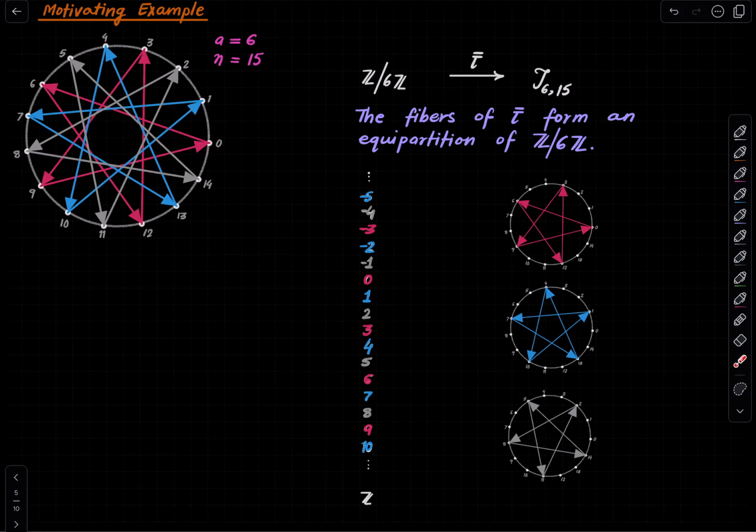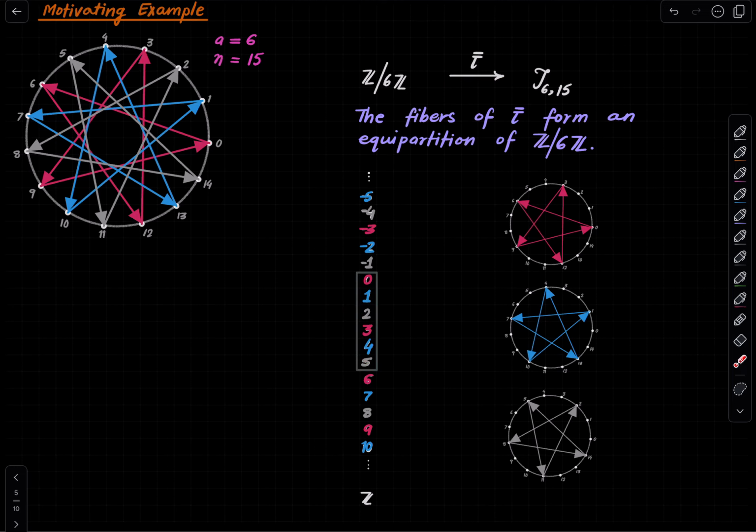And if you just focus here, you will see why that is. You just focus on the z mod 6z aspect of it. These are the representatives of z mod 6z. So this will correspond to 1 fiber, this will correspond to 1 fiber, and that will correspond to 1 fiber. There will be 3 fibers of this function tau bar, and all of them have the same size, namely 2.